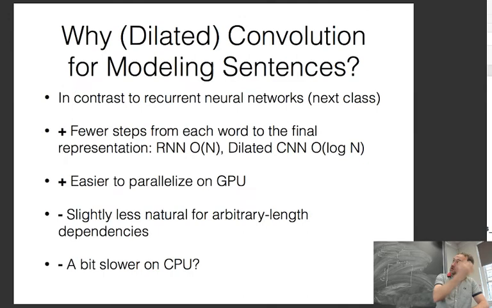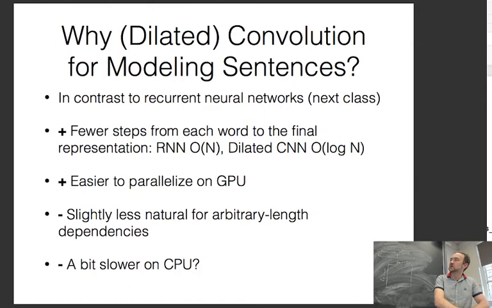Okay, so why do convolutions work for modeling sentences? This is mainly in contrast to recurrent neural networks, which we'll talk about in detail in the next class. But basically, with convolutions, there are fewer steps from each word to the final representation. If you think about a recurrent neural network, it's calculating this recursive function where you calculate from the beginning to the end of the sentence. For a dilated CNN, for example, you would only have log n, and you could still cover everything in the sentence. You might have even less if you have fewer layers.